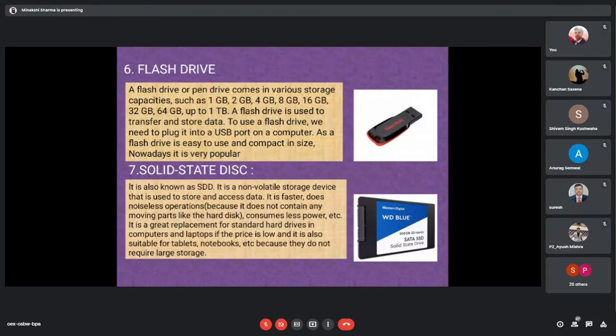Next one is the solid state disk, also known as SSD. It is a non-volatile storage device that is used to store data and access data. It is faster, does noiseless operation because it does not contain any moving parts like a hard disk, consumes less power, etc. It is a great replacement for standard hard drives in computers and laptops if the price is low, and it is also suitable for tablets, notebooks, etc. because they do not require large storage.